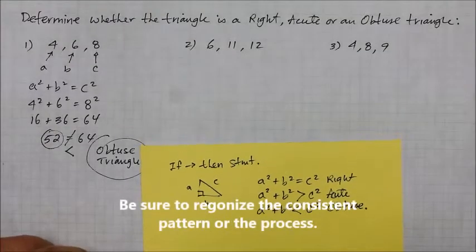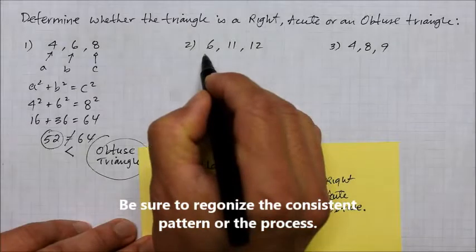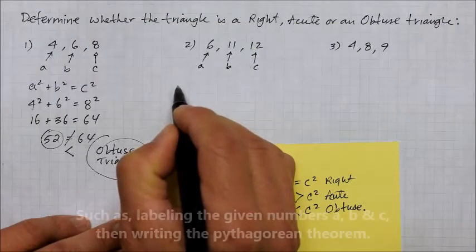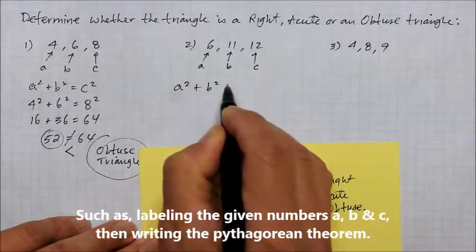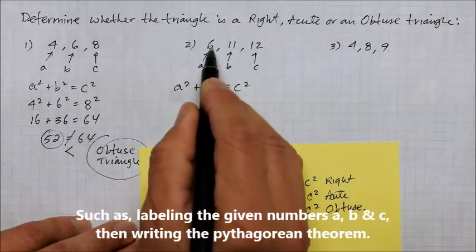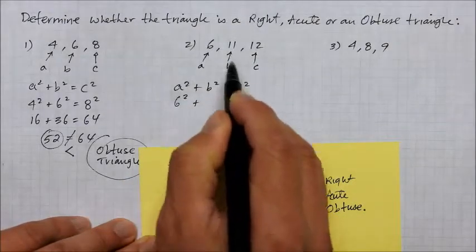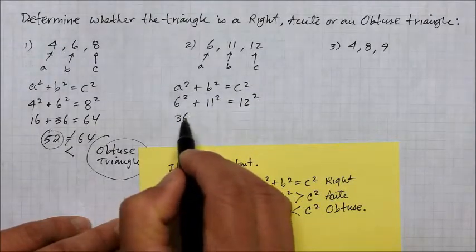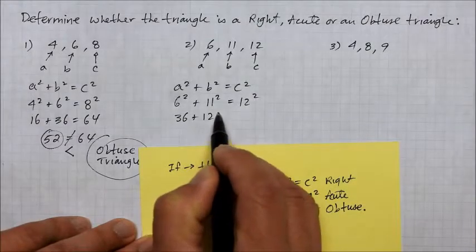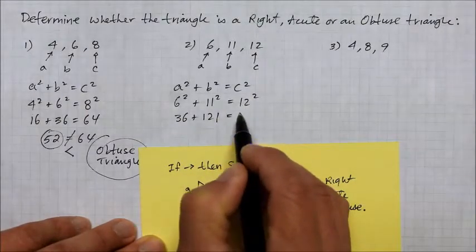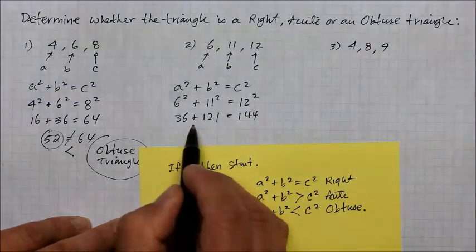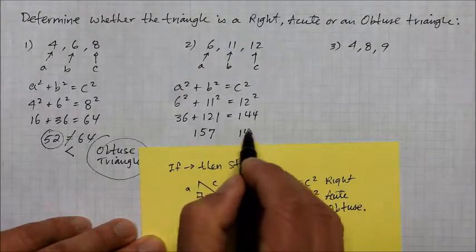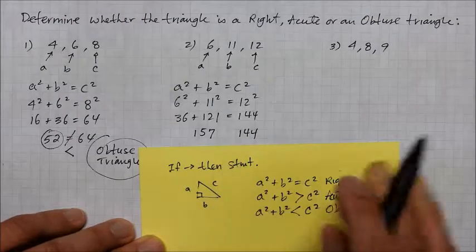All right, number 2. That's A, that's B, and that's C. Plug it into the Pythagorean theorem, a squared plus b squared equals c squared. A squared is 6 squared, B squared is 11 squared, C squared is 12 squared. 6 squared is 36. 11 squared, remember, is 121. And does that equal 12 squared, which is 144? Let's see. 36 plus 121 is 157. Does that equal 144? Obviously not.